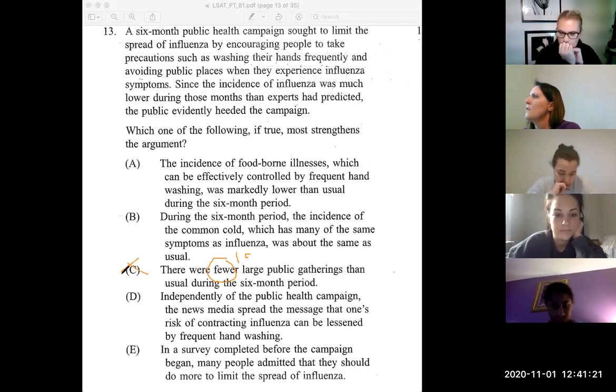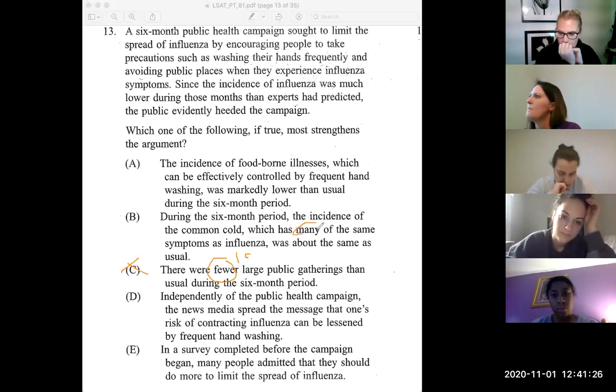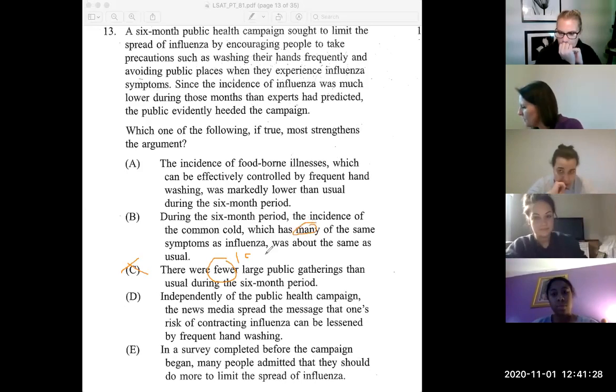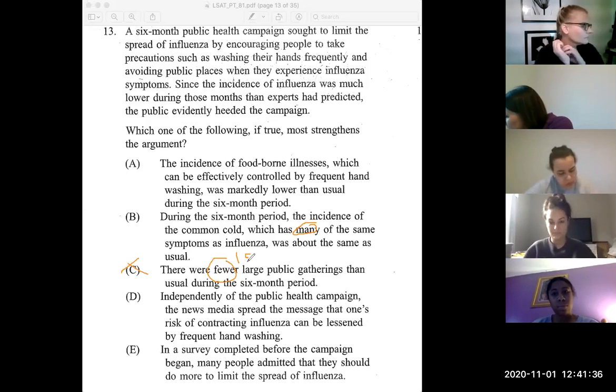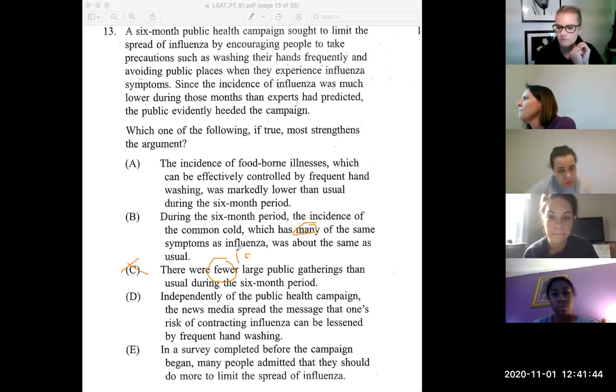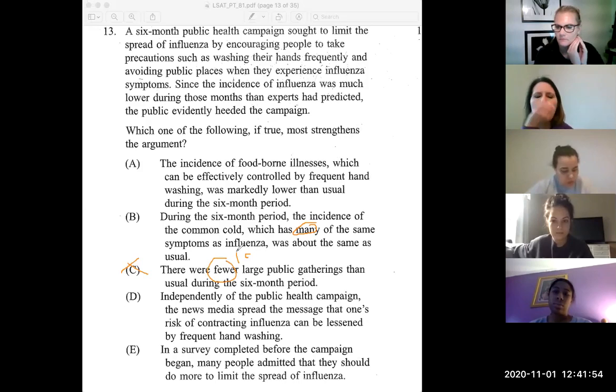B, during the 6-month period, the incidence of the common cold, which means many things, which has at least one of the same symptoms as influenza, was about the same as usual. I think B would weaken it because if they had the same symptoms. Oh, that actually doesn't mean anything. I was thinking that this has many of the same symptoms, so you could do the same things to prevent it. Never mind. Just because they had the same symptoms and the common cold was the same as usual doesn't mean that we didn't follow for the flu. They could spread separately or be different.